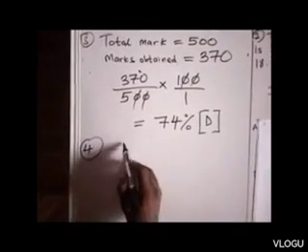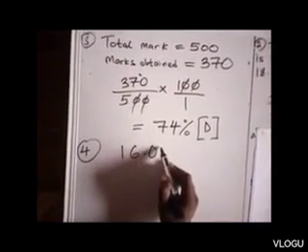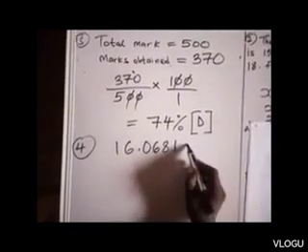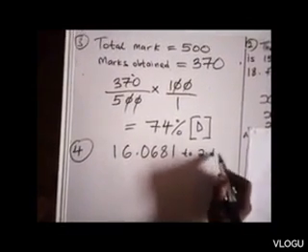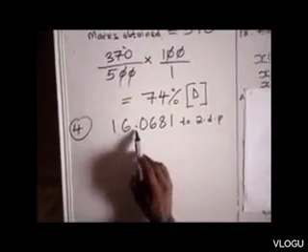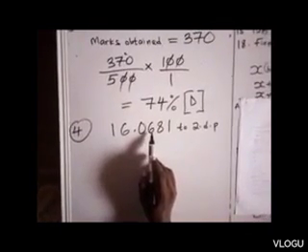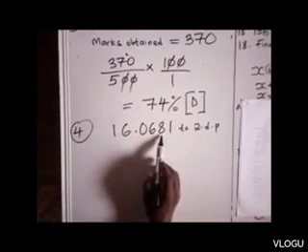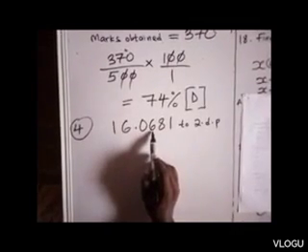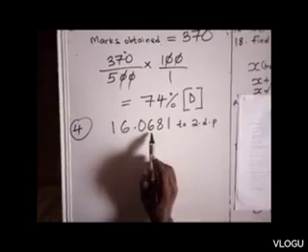We are given this number, 16.0681, to 2 decimal places. After the decimal point, this is the first number and this is the second, two decimal places. Behind this 6 is a number which is 8, and in as much as the number behind the one we are trying to approximate is 5 and above, we are going to add 1 to this. That means we are rounding it up.